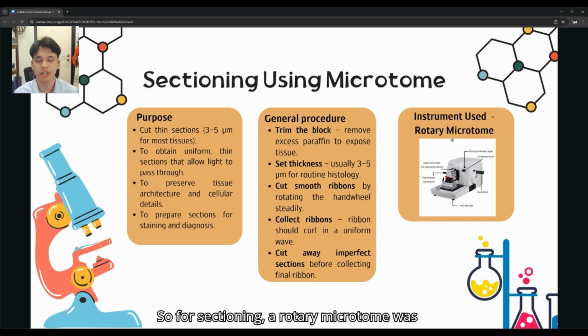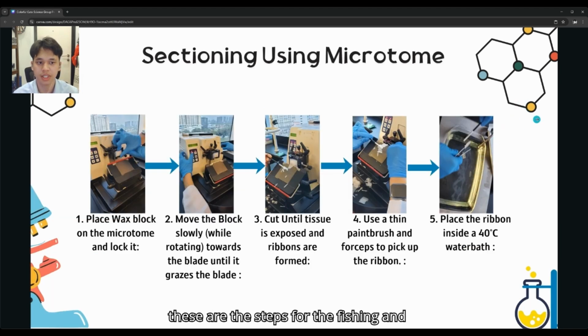So for sectioning, a rotary microtome was used. So this is the general procedure, and the purpose is to cut it into thin sections to let light pass through for microscopy later on. So these are the steps.